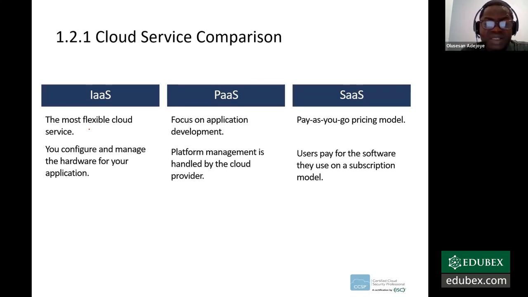But platform as a service focuses on application development. It's majorly used by developers or software solution companies. So the platform management is usually done by the cloud service providers. But the software as a service uses a pay-as-you-go pricing model. So in this case, the consumer does not provision any resources, but what the consumer does is subscribe to those resources provided by the cloud service provider. So that's what they do.